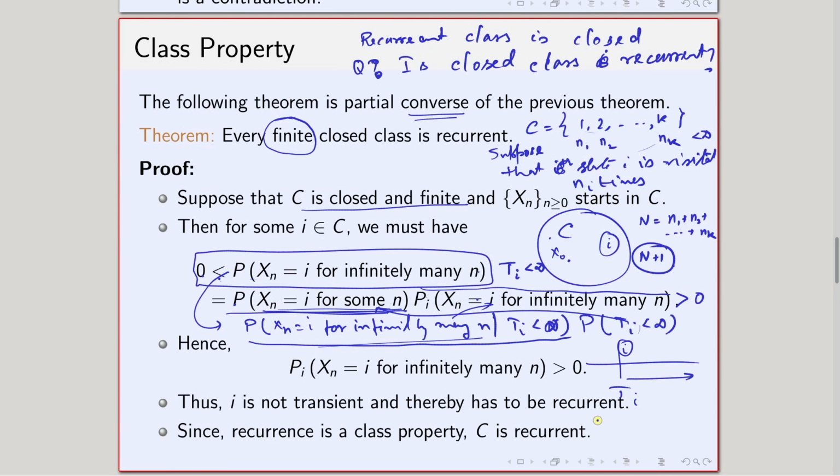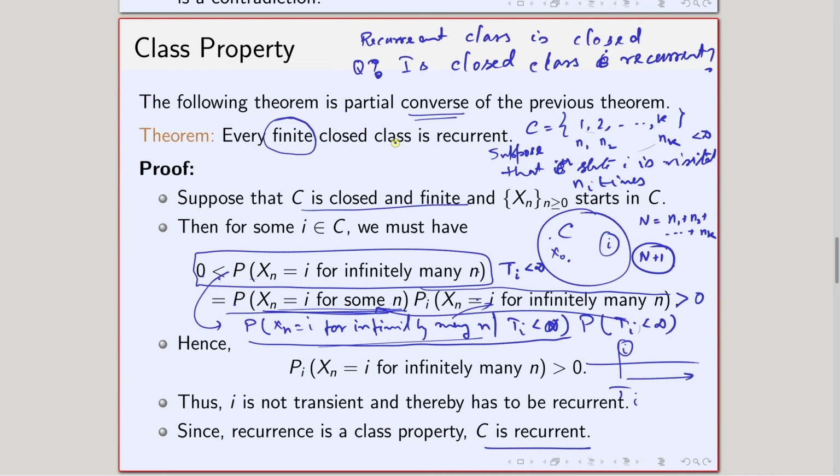So I is recurrent. And I is recurrent means that one state in C is recurrent, so all the states in C have to be recurrent. So C is a recurrent class. Okay, so we have shown that finite closed classes are recurrent. So every finite closed class is recurrent.